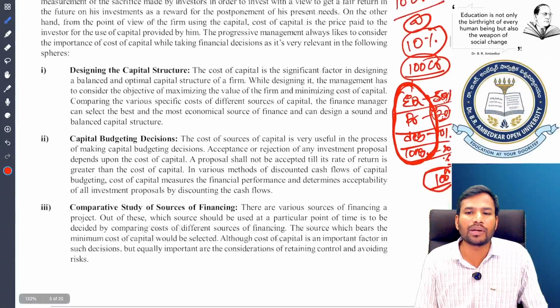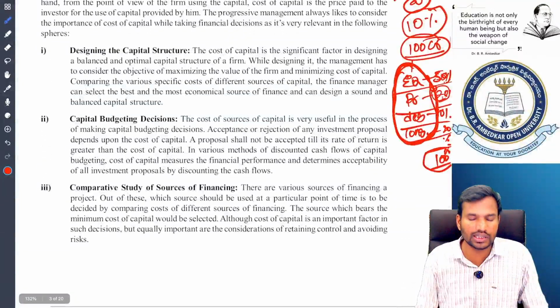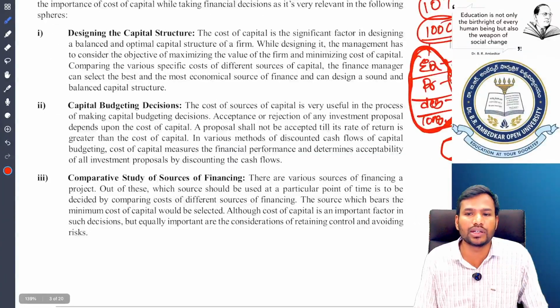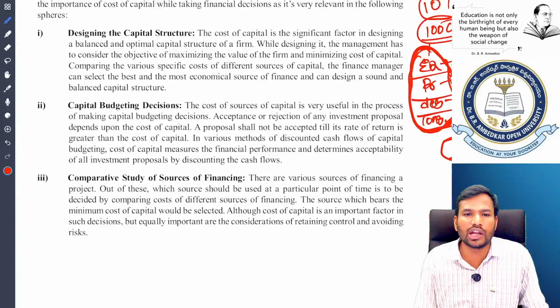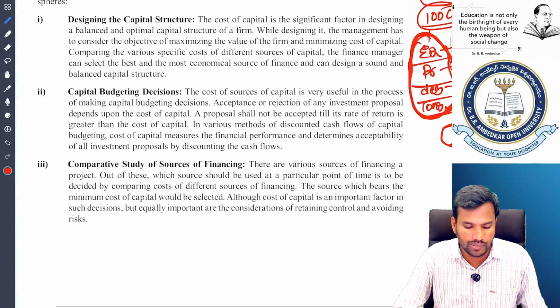Okay, and capital budgeting decisions. Why do we need to calculate the cost of capital? For taking decisions about budgeting. Capital budgeting means thinking about the future. If the company wants to invest in the future, how to invest and how much returns will come. If the company makes a plan to invest 1000 crores in the upcoming 5 years, how much rate of interest, how much percentage of cost is required. All these we can calculate in the capital budgeting decisions.